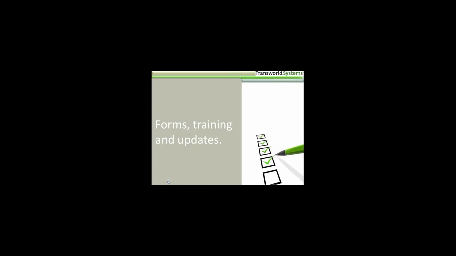All right, on to our forms, training, and updates section. Having properly structured billing forms will help ensure patient payment because a confused mind says no. So if a patient is looking at your forms and doesn't understand them, they're just going to put it aside. We're going to talk about that.